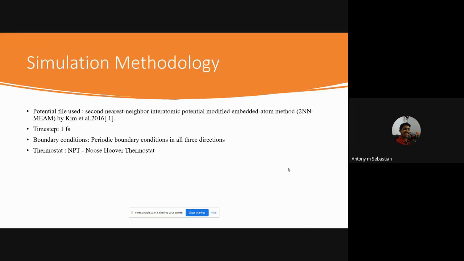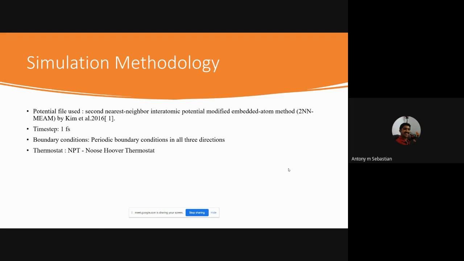So now let me discuss the simulation methodology which I've adopted. One of the most important things we have to take care of is the potential file we have used. The potential file helps to describe how the atoms in that particular system interact, in our case, Ti and aluminium atoms. So if it goes according to the first principles data and all the values are matching, then our potential file is apt.